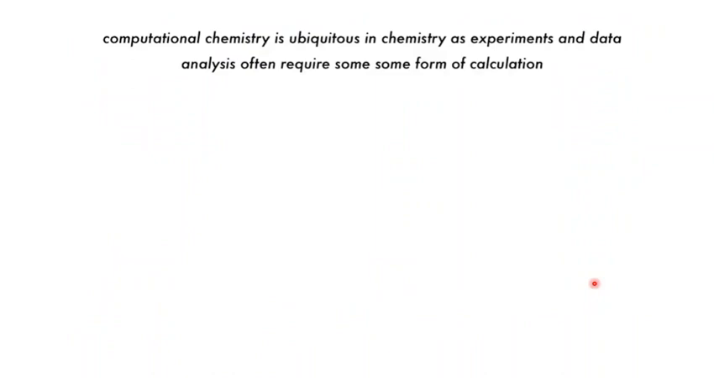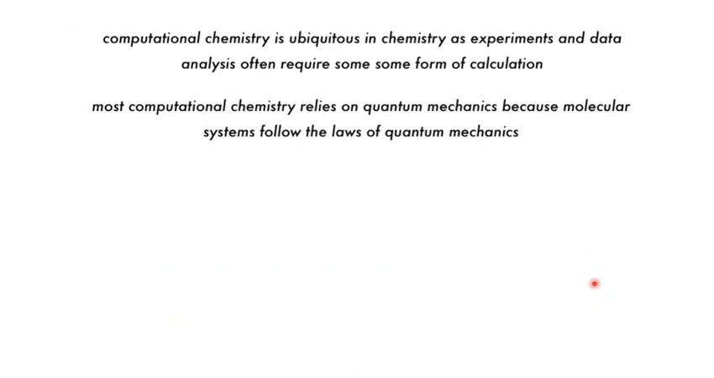So computational chemistry is ubiquitous in chemistry, as experiments and data analysis often require some form of calculation. Whenever you're in the wet lab doing an experiment, you're often calculating the number of moles of something that is required, and you're weighing it out. All of those processes are a form of computational chemistry. We're computing those values. So it's fundamental, I guess, to experimental chemistry.